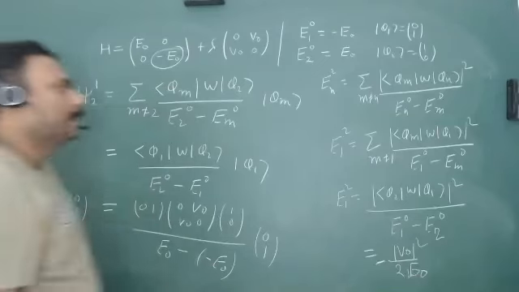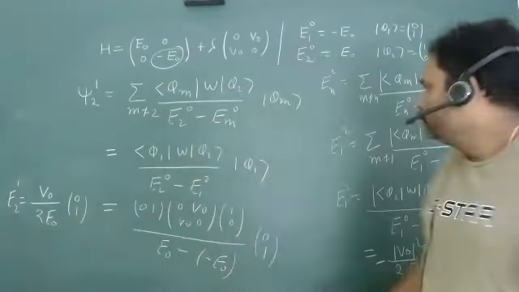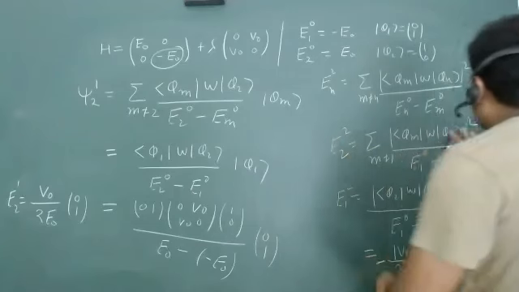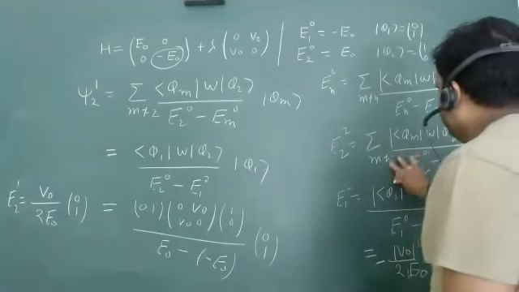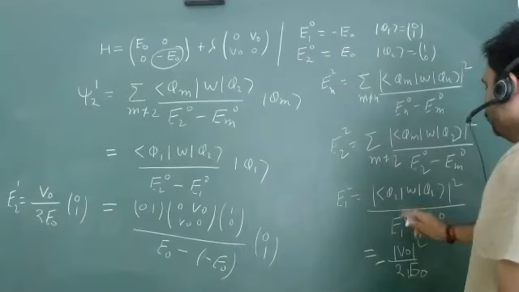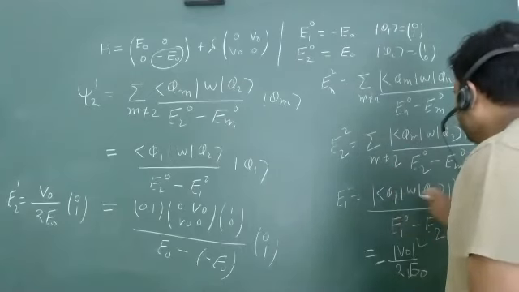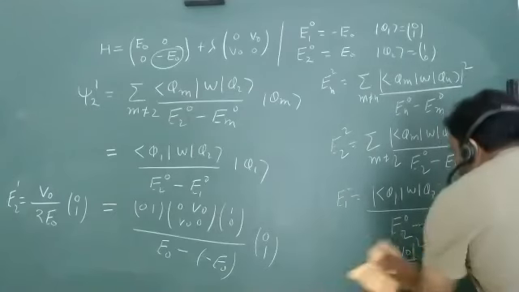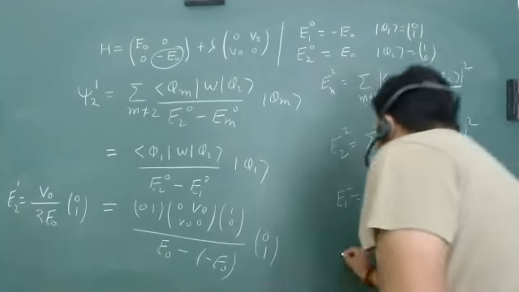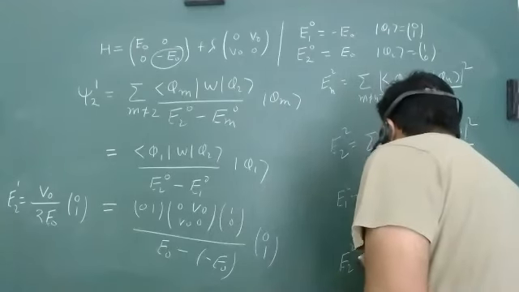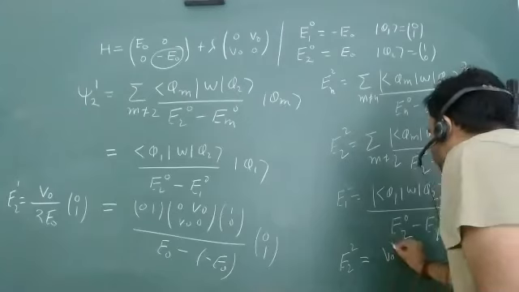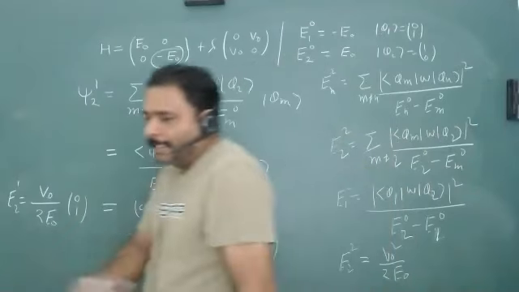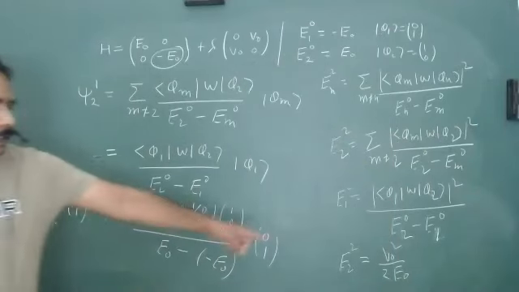Now, how is it going to change here? This is the same formula. This will change to E 2. So this is 2 here, this is 2 here, this is 2 here. And now you will write this is 1, this is 2, this is 2, this is 1. And what will you get? You will get E 2 2 is equal to minus V naught square upon 2 E naught. And you find that the ground state energy had a negative second order correction, isn't it?